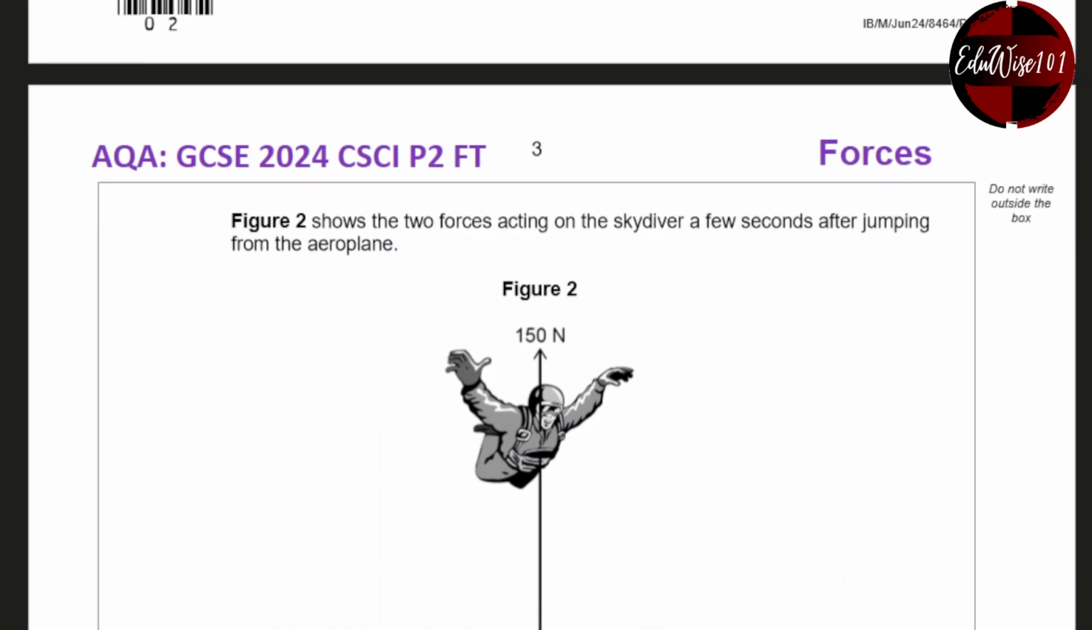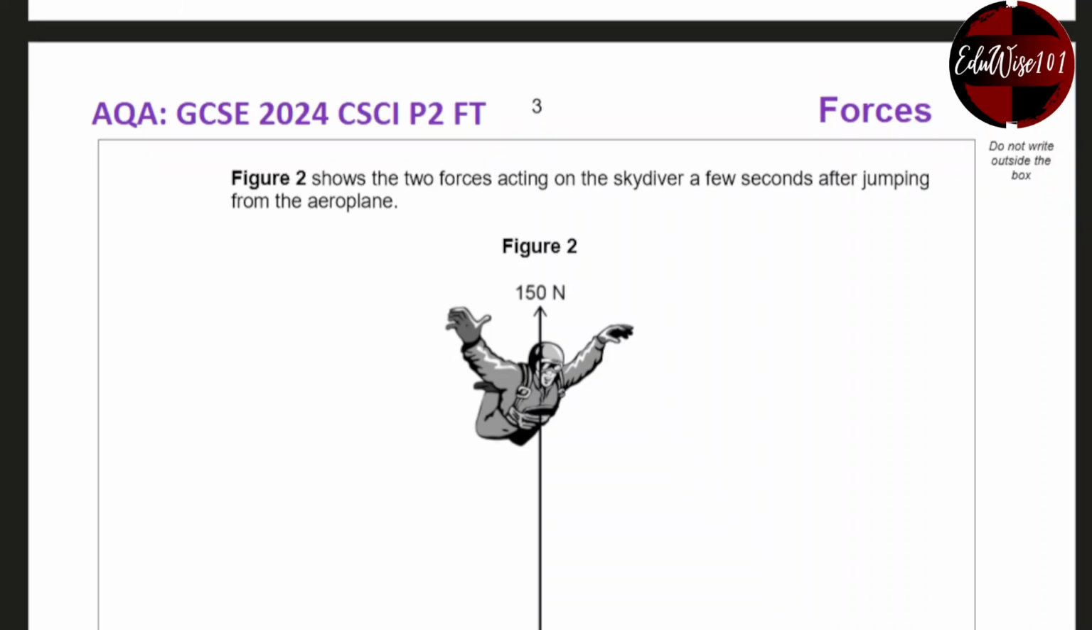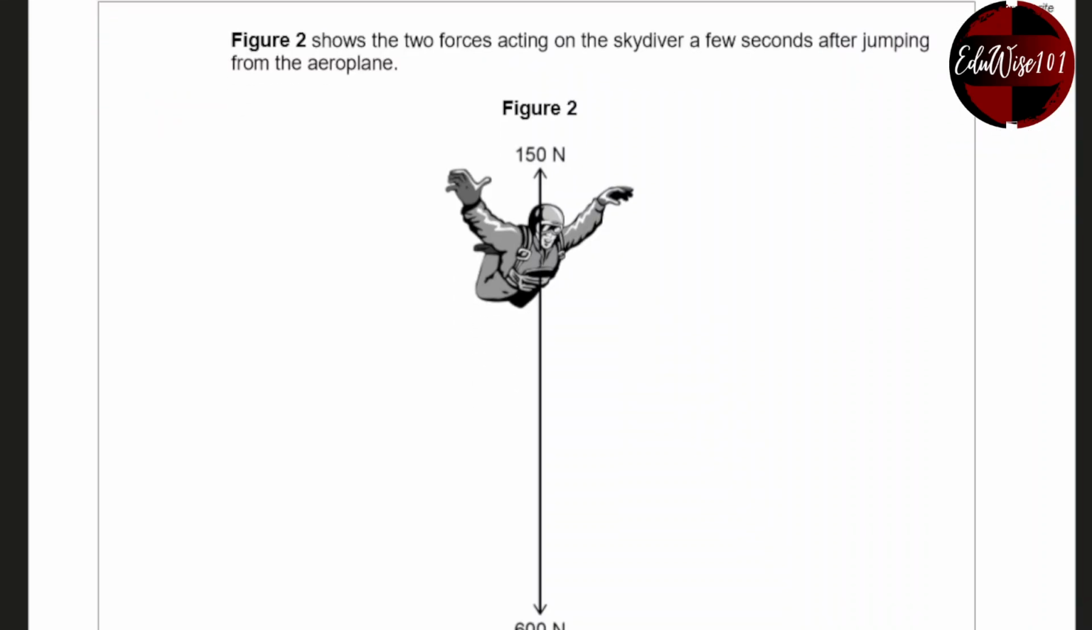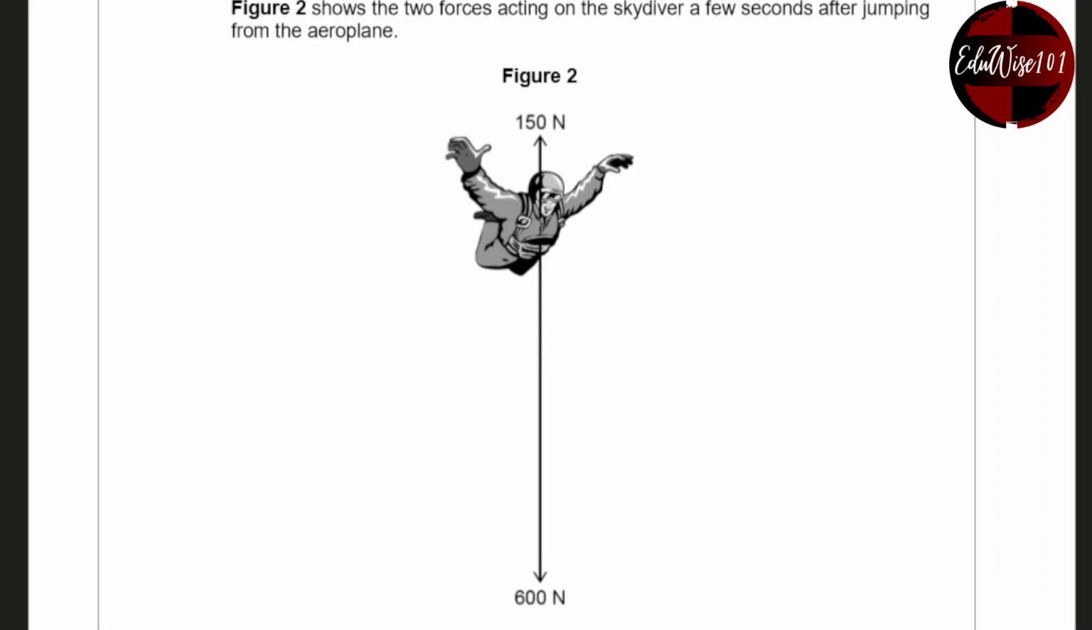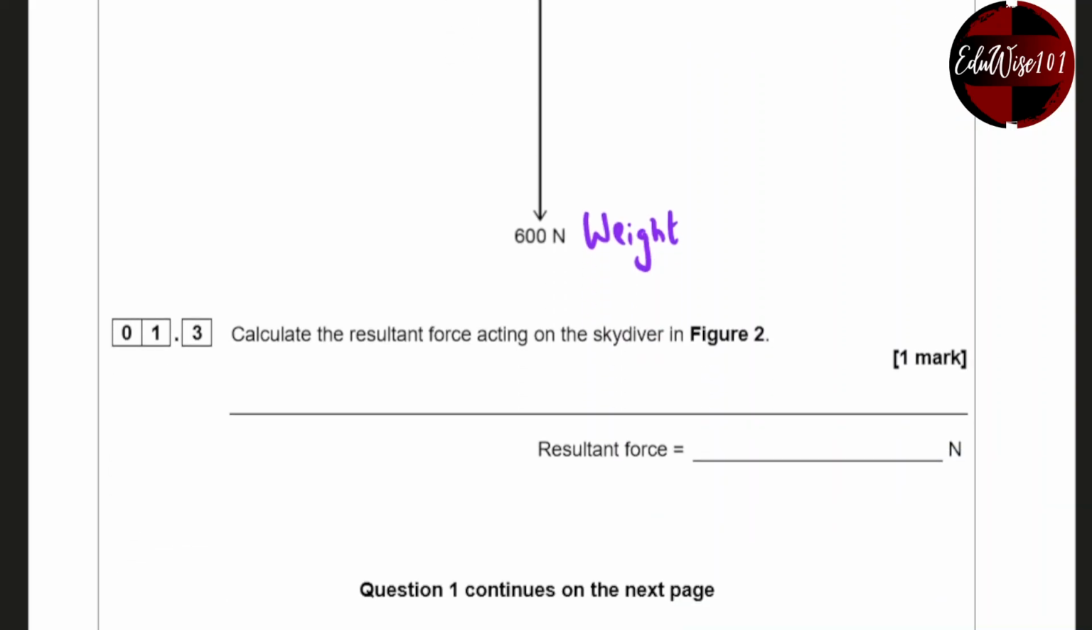Figure 2 shows the two forces acting on the skydiver a few seconds after jumping from the airplane. So you can see there's a downward force of 600 newtons, which is the weight. And 150, which is the air resistance, sometimes called the drag force. So 1.3, calculate the resultant force acting on the skydiver in figure 2.